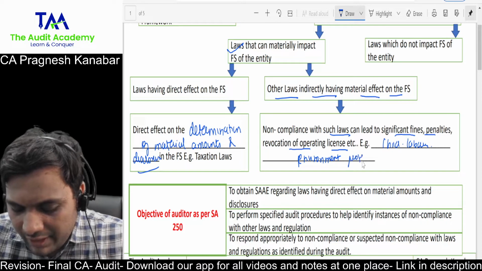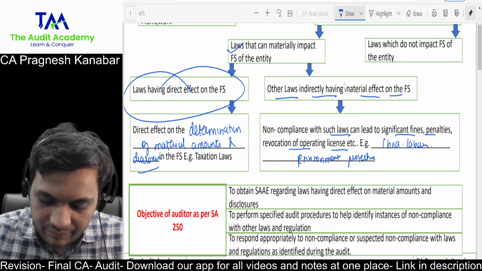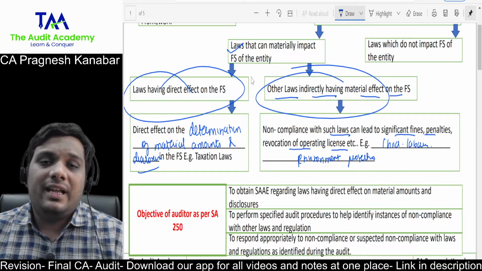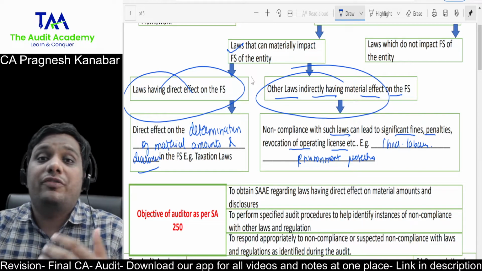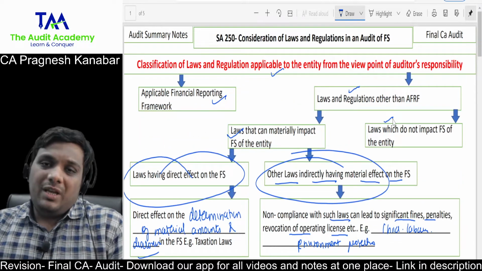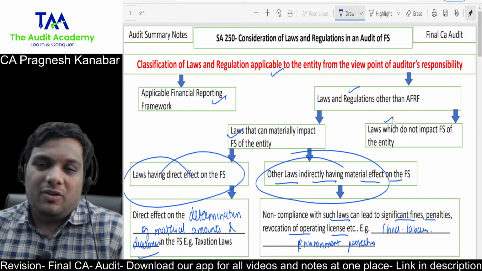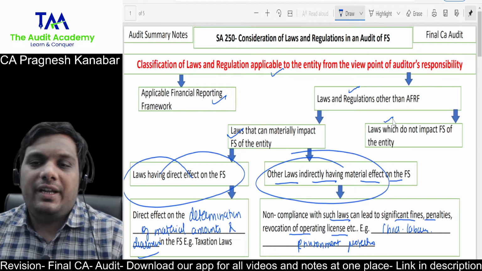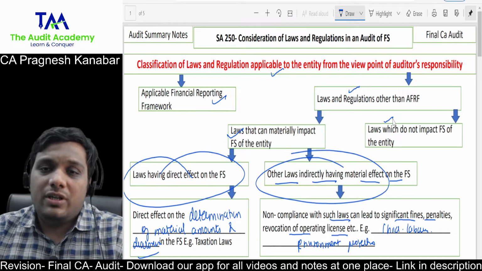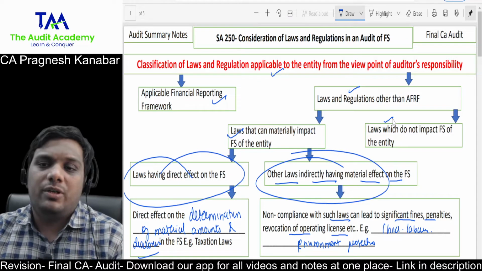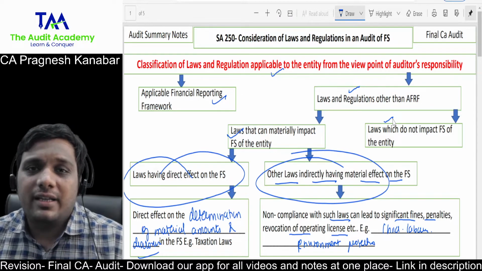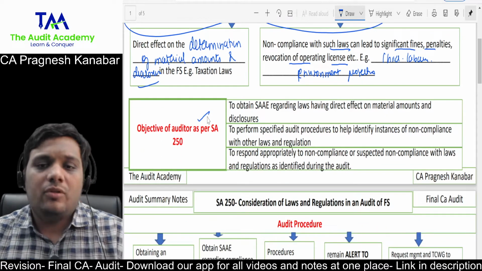So the auditor is worried about these categories: laws which can have a direct effect on the financial statements, and laws which indirectly can have a material impact on the financial statements because of their non-compliance. For laws which may be important but do not have a direct material impact on the financial statements of the entity, because they may not have a direct impact on the calculation of material amounts, nor will their penalties be huge, the auditor of financial statements will not be worried about such laws and regulations. Yes. So what is the objective of the auditor?